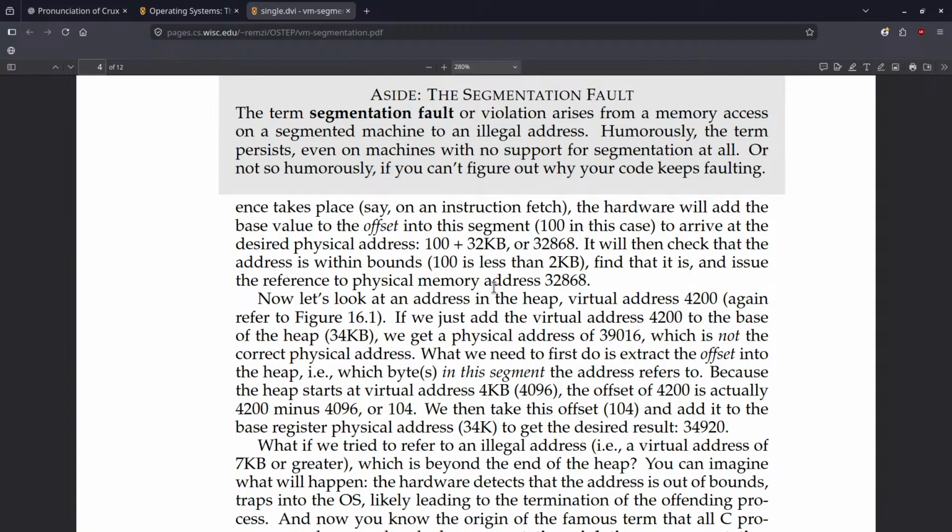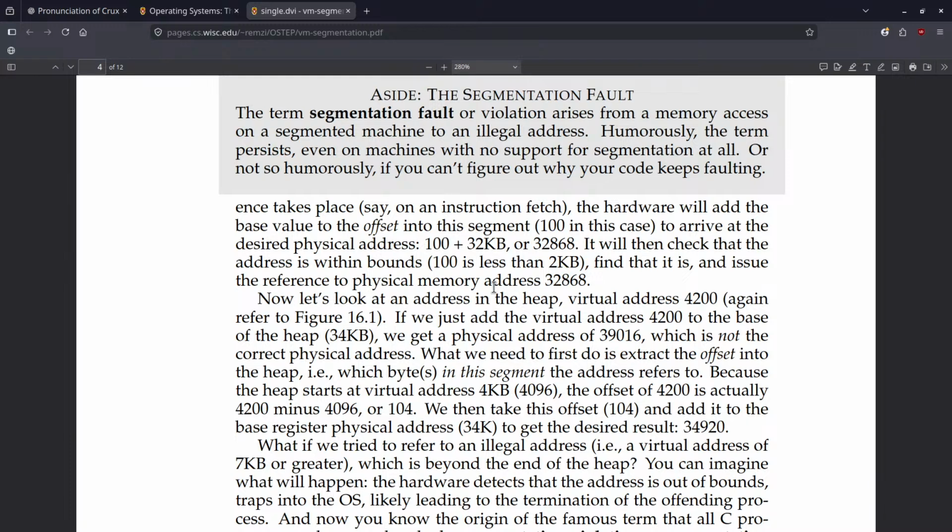If we just add the virtual address to the base of the heap, what we need to first do is extract the offset into the heap. Because the heap starts at virtual address 4 kilobytes, this offset is actually computed by subtracting. Then we check the offset against the bounds, and add it to the base register to get the physical address. Makes sense.